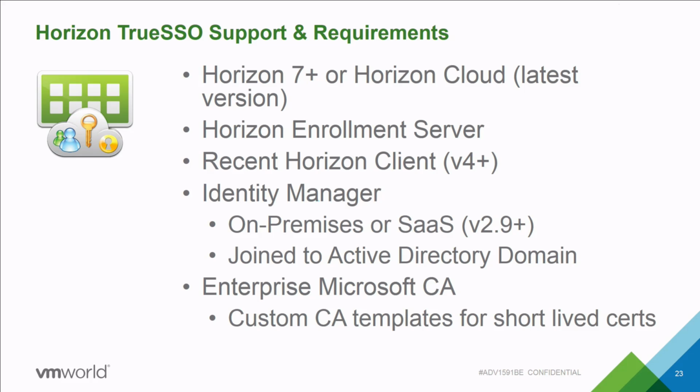The Identity Manager, of course, could be either the on-premises deployment or a SaaS deployment, starting from version 2.9 and up. And really important, during the enrollment, we need an Active Directory membership of the Identity Manager, because the Identity Manager needs to be part of the AD to trigger tasks to the AD. And of course the CA. Because we're going to use an enrollment type based on certificate generation, we need the CA to be able to do that. And it needs to be a Microsoft CA as well.